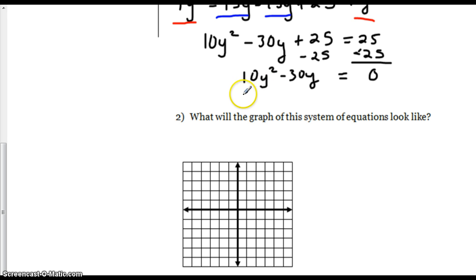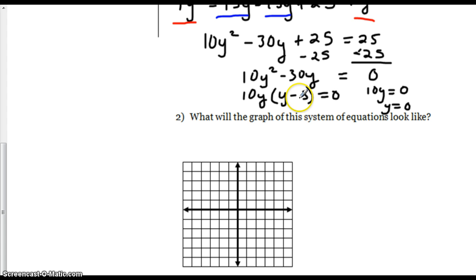So here they have a common factor of 10y. So I'm going to factor that out, and we'll have y minus 3 left. Now we're going to use the zero product property to solve for y. So we have 10y equals 0. So to isolate y, we divide 10 by both sides. So that would make this y, and 0 divided by 10 is 0.